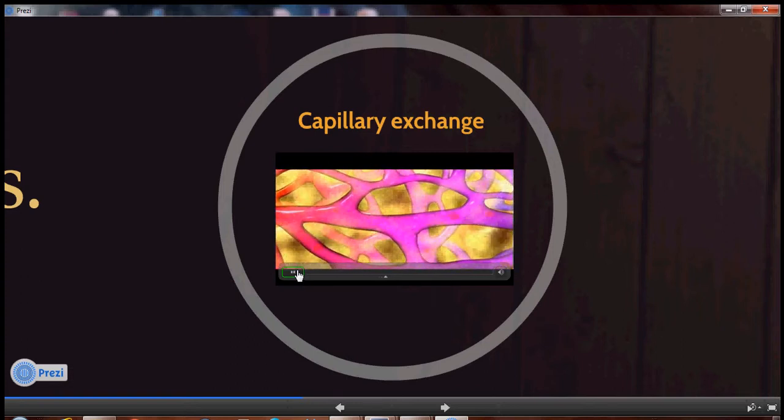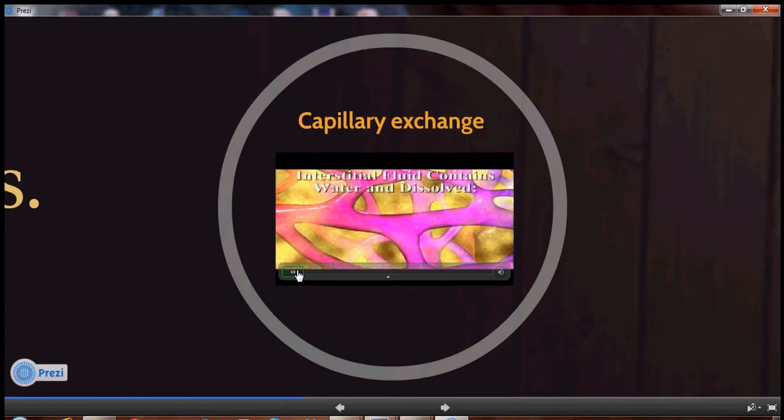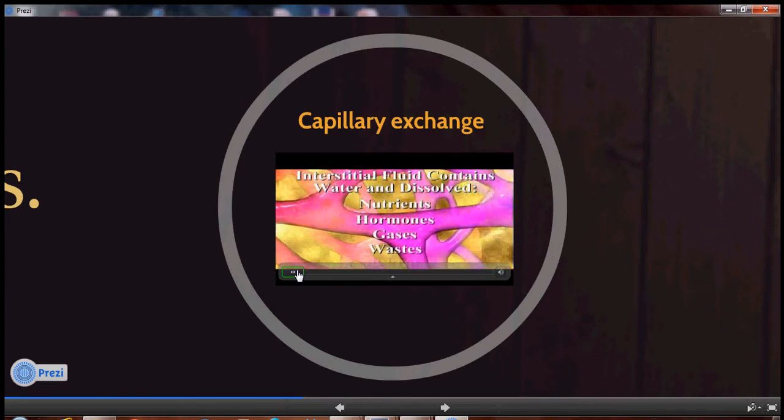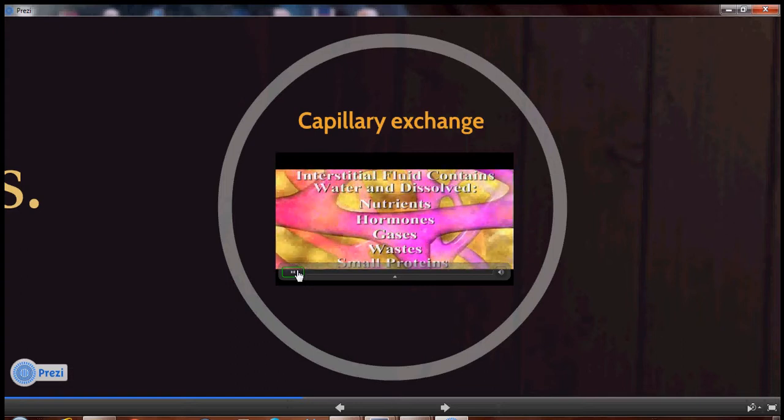This fluid, known as interstitial fluid, consists primarily of water in which nutrients, hormones, gases, wastes, and small proteins from the blood are dissolved.